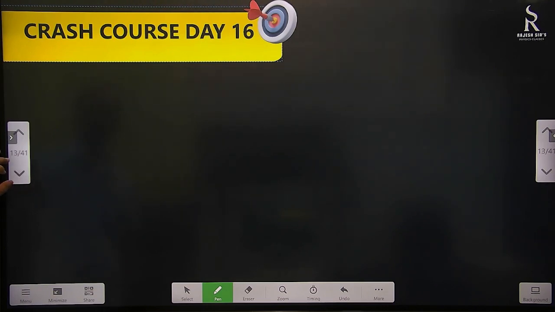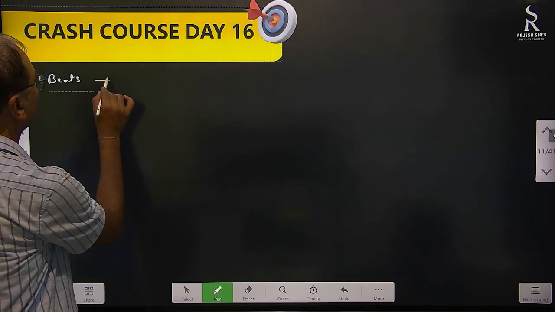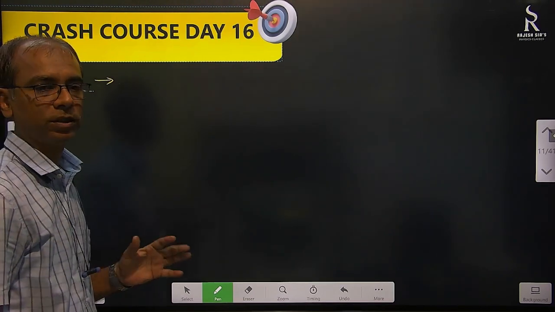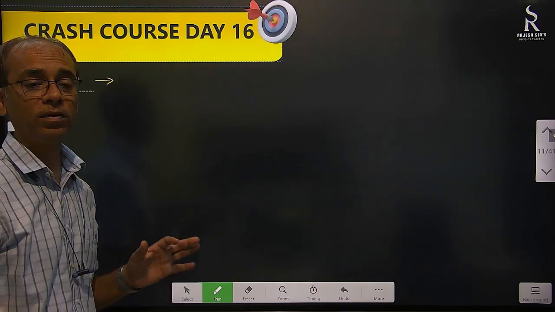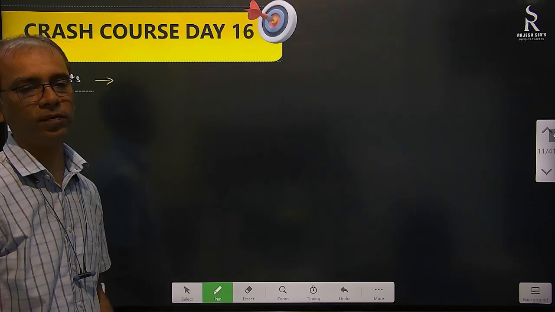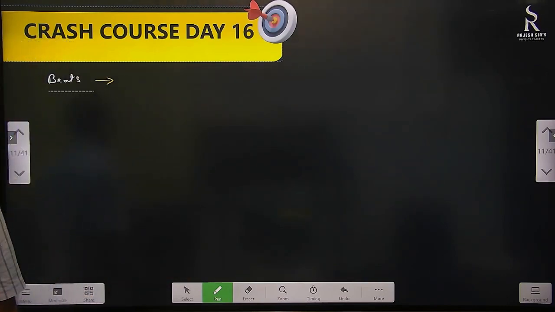Fine. Then now what? Now we are going to study beats. Beats is also superposition of two waves. But in this one, the frequency of the two waves is not the same. In standing waves, the frequency was the same, because the other wave we can say is coming after reflection, and in reflection, the frequency of the wave does not change. But in beats, you have two waves which have different frequencies.